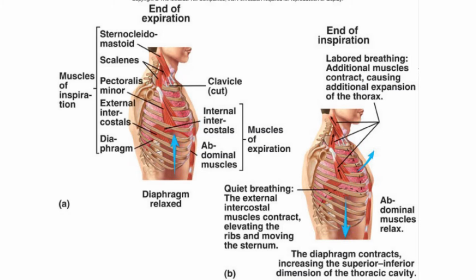The diaphragm contracts, increasing the superior-inferior diameter of the thoracic cavity. So, you can see during quiet breathing, only the external intercostal muscles and the diaphragm are responsible. But during labored breathing, other muscles come into action.